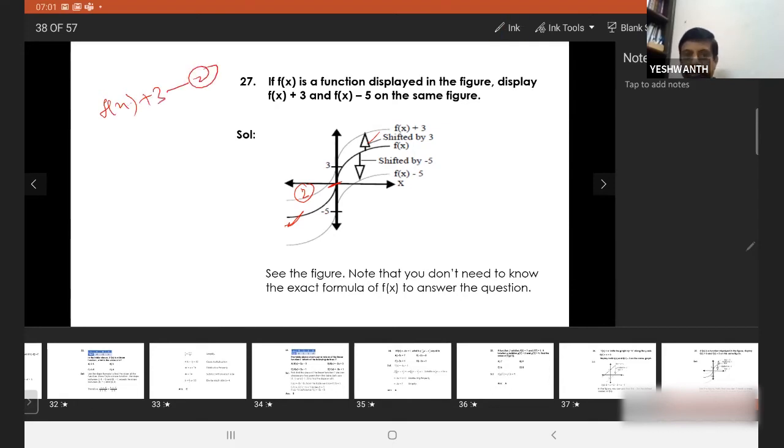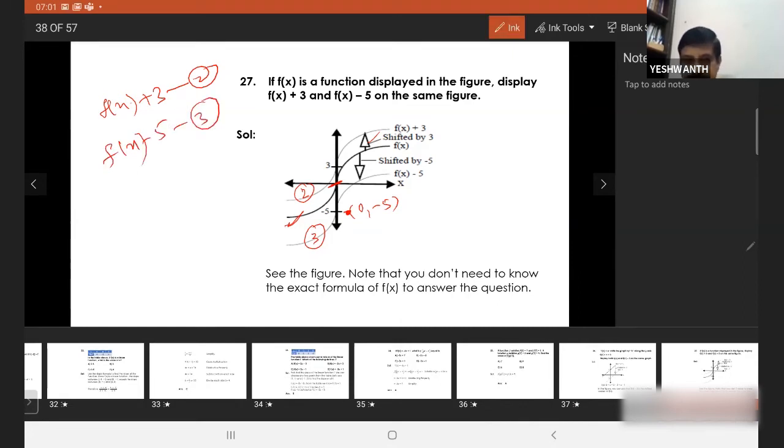Okay. Now, f of x minus 5 means push this down by 5 units. You see, this is 0. When x is 0, y is 0, but f of x minus 5 means it should be pushed down by 5. Okay, x is 0, y is minus 5. So this will be graph 3, f of x minus 5.